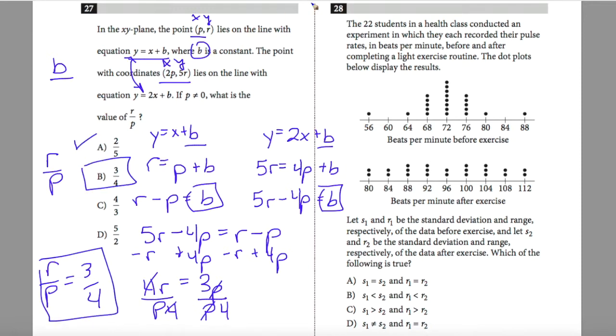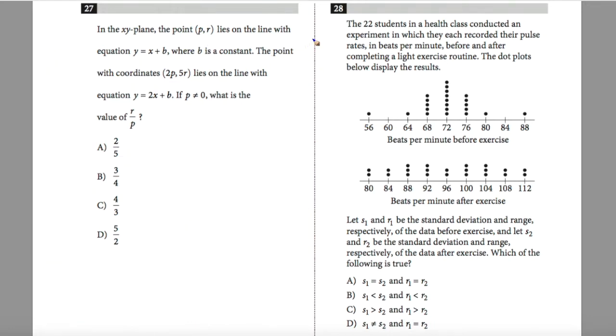27 is B. Okay, for problem 28, I see that they give me information here, two figures. I'm going to skip that just in terms of time. Let S1 and R1 be the standard deviation, which is a calculation of the deviation away from the mean, and range, which is the largest minus the smallest, respectively, of the data before exercise. And let S2 and R2 be the standard deviation and range of the data after exercise.